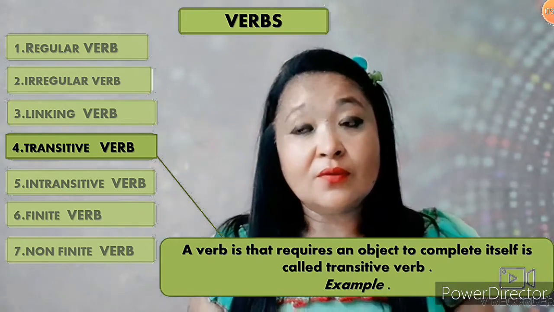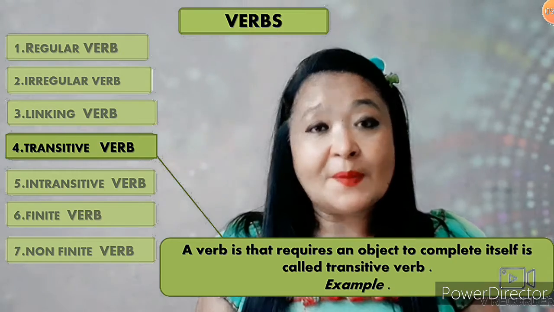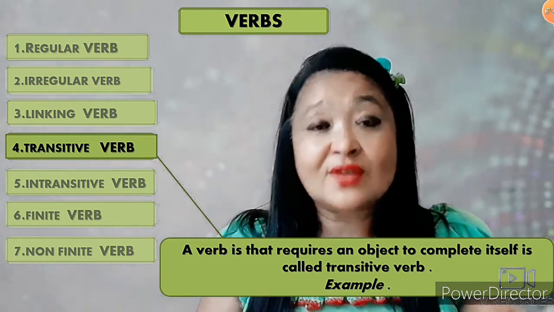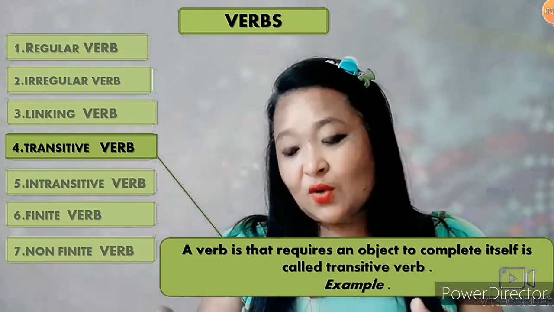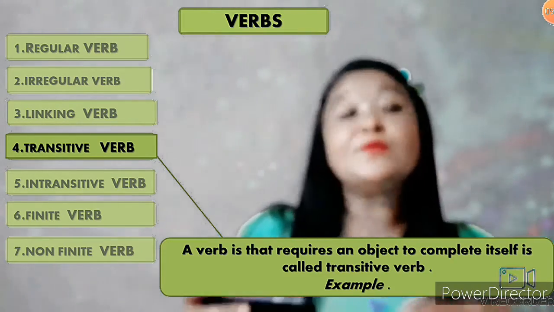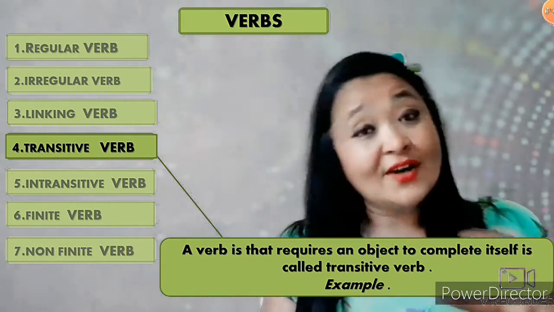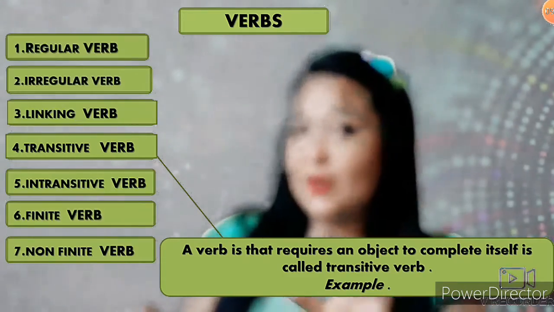When I say verb, it represents an action. Right. So what is a transitive verb? A transitive verb is a verb which requires what? Which requires an object to complete itself. Okay. I'll try to explain this particular definition with the help of an example. So see there.